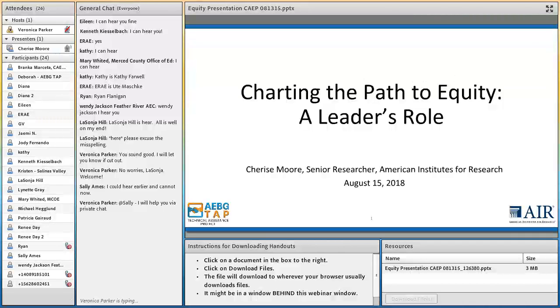And so I want you to think about this as that opportunity to truly reflect and have this discussion around this content area, looking at charting the path to equity.